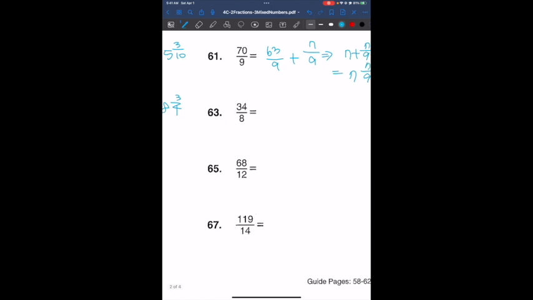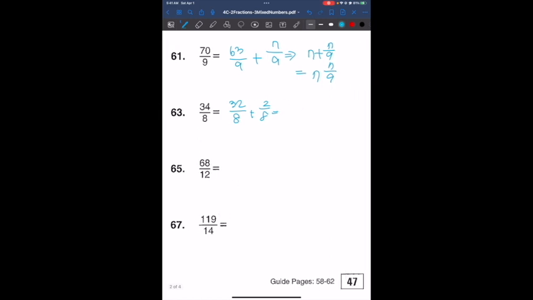Now again, a multiple of 8 closest to 34 but still less than 34 is going to be 32. So we're going to write 32 over 8 plus 2 over 8. And so that can be written as 4 plus 1 over 4. So that's going to be 4 1/4.